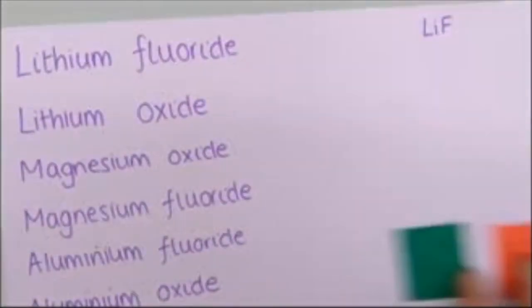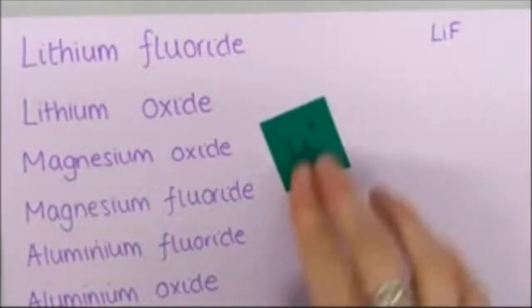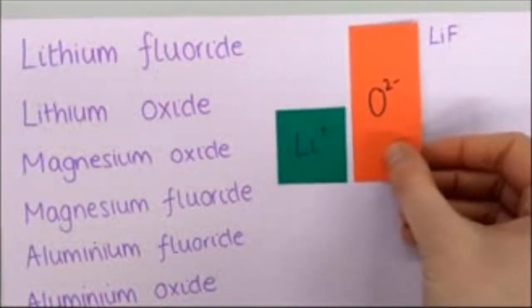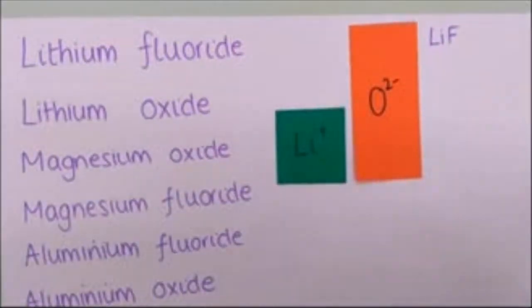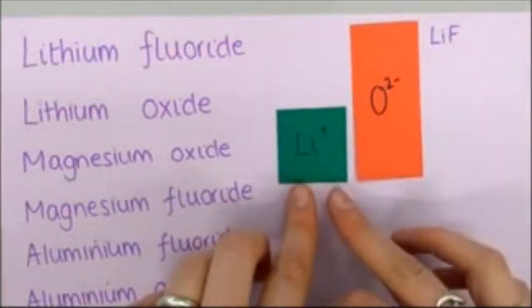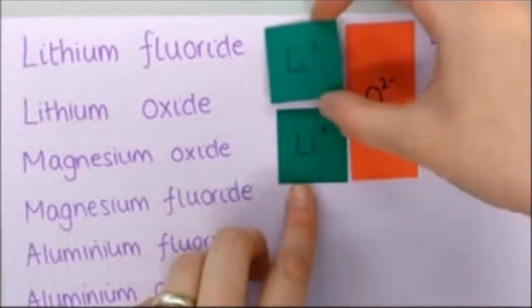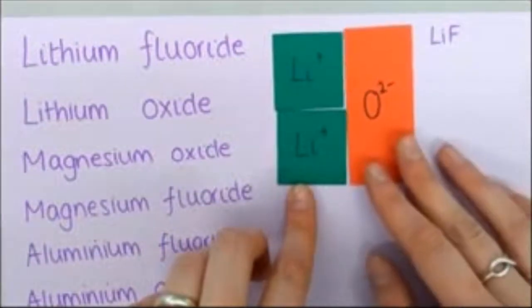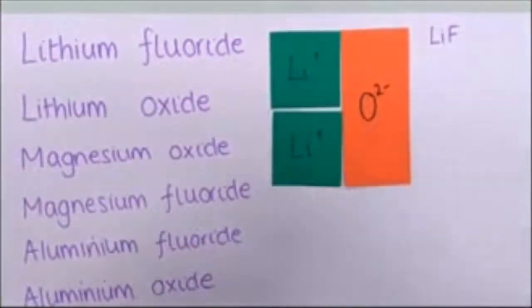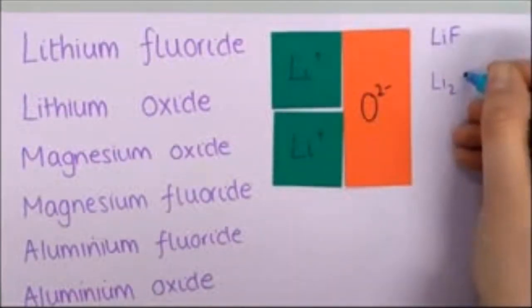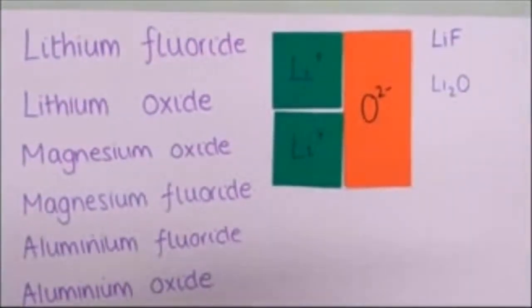Now, if I want to make lithium oxide, my lithium has still got a single positive charge, as we said. But when oxygen forms oxide ions, they have a 2 negative charge because oxygen gains 2 electrons when it forms ions. So therefore, my single positive charge on the lithium ion is not enough to balance out this oxide ion. I'm actually going to need a second lithium ion so that they balance. And you can see that now we've got the same amount of positivity and negativity. So I write that as Li2 to show there are 2 lithium ions, and then an O for oxygen.